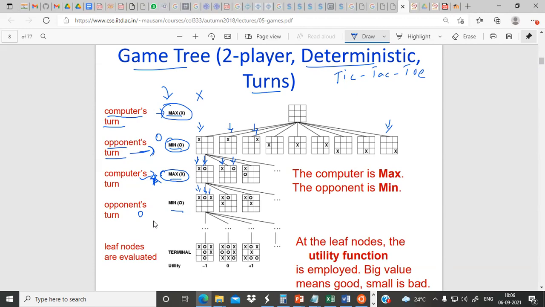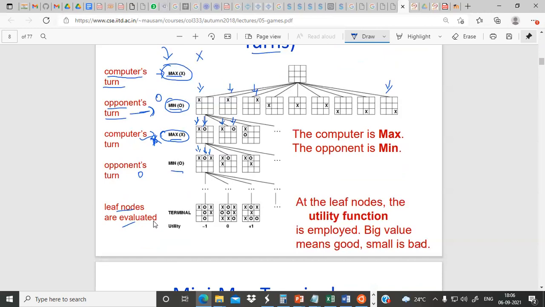So for each of these 7 positions, the opponent can make 6 different moves, and so on. This process continues until it reaches the leaf nodes, until all blocks are filled, or somebody has already won. So this is one particular goal state.